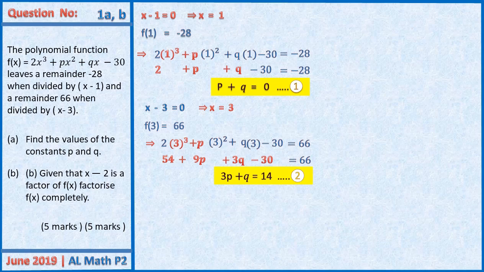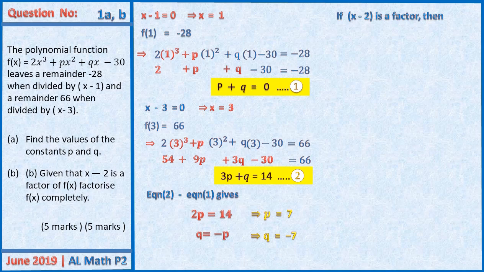So with these two simultaneous equations, we now obtain equation 2 minus equation 1, giving us 2p equals 14 and p equals 7. From equation 1, p is equal to minus q. Therefore, q will be equal to minus p, giving us minus 7. And these are the values of p and q.